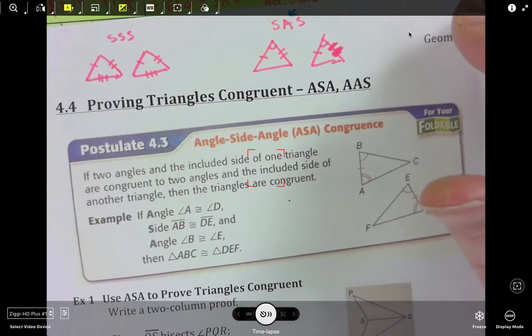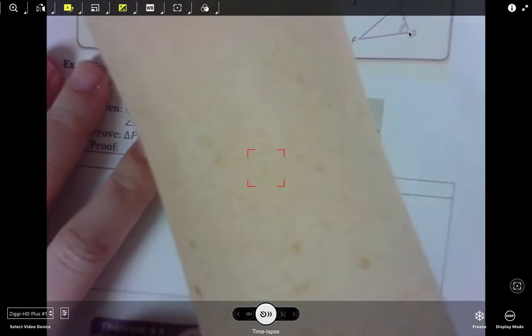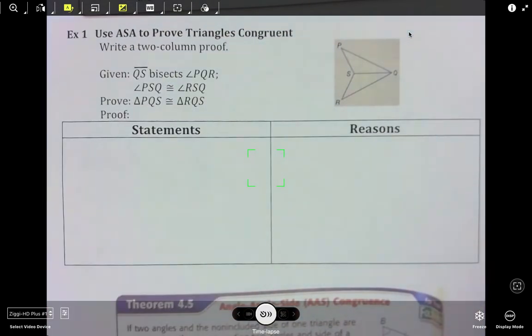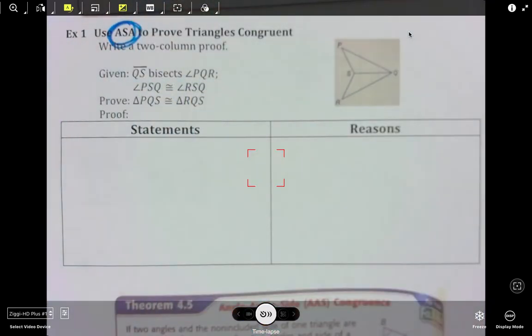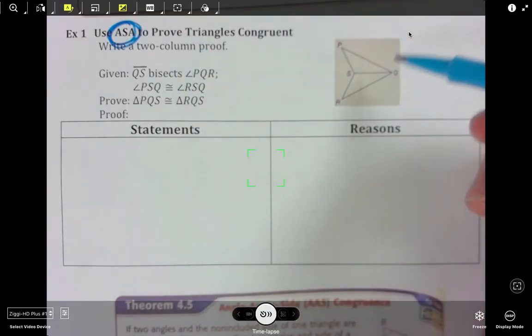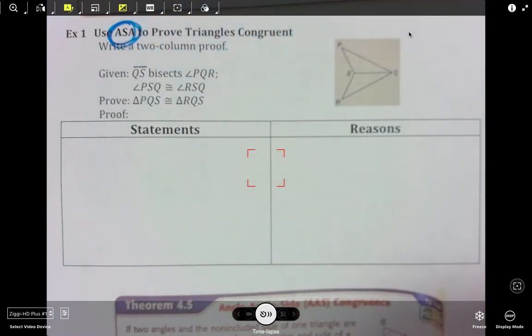All right, so there was the angle side angle congruence, and we're going to do a proof with that. So back over here to the angle side angle triangle congruence. They give you a hint that we are using this method, angle side angle, to prove these. So pretty much what we do is we look at our given, we write down our given, and then we figure out what else we need to prove that the triangles are congruent.